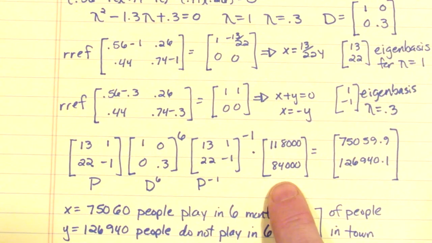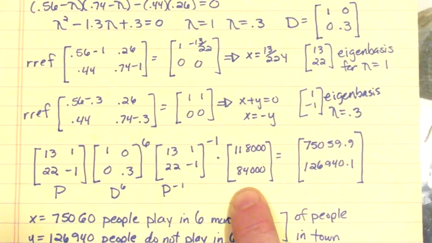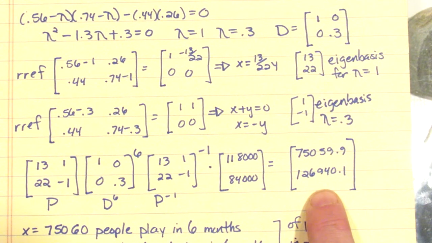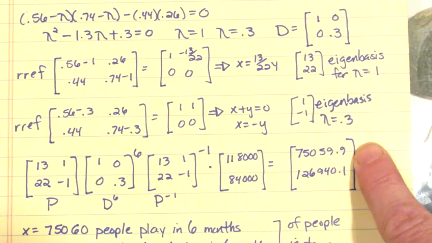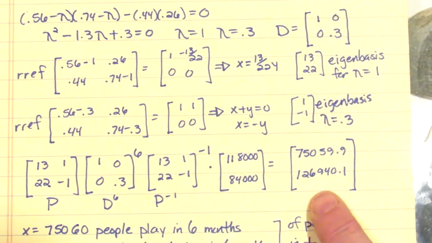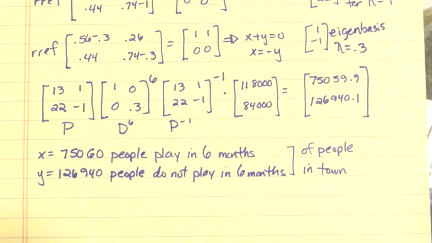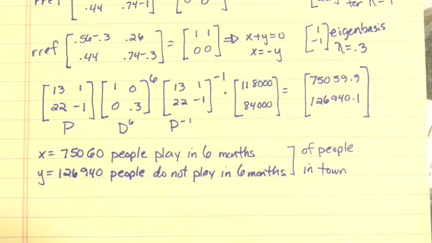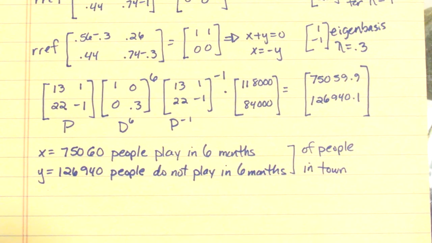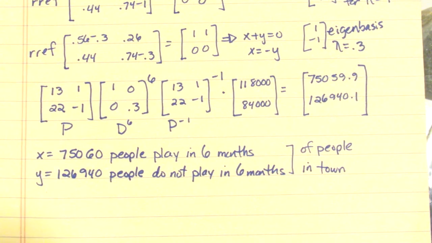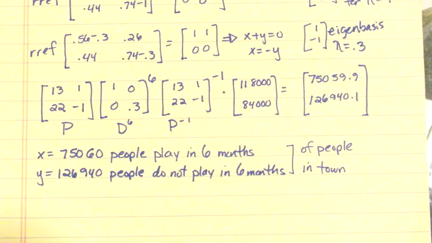Then multiply that by my original population values, and I get around 75,060 people are still playing in 6 months. 126,940 people are not playing in 6 months. So that's a nice example of a 2x2 showing a dynamical system.